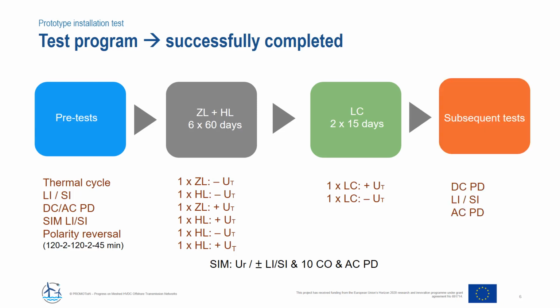After the load cycle, there is a subsequent test. The subsequent test is just to check the condition of the HVDC GIS after the test has been finalized. In this case, there are measurements of partial discharges under AC and DC conditions. There are also impulse applications, lightning and switching impulses, of course, also superimposed.